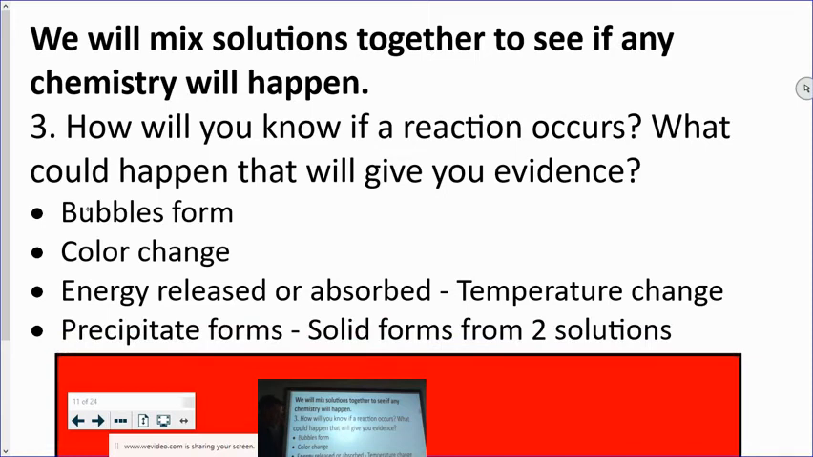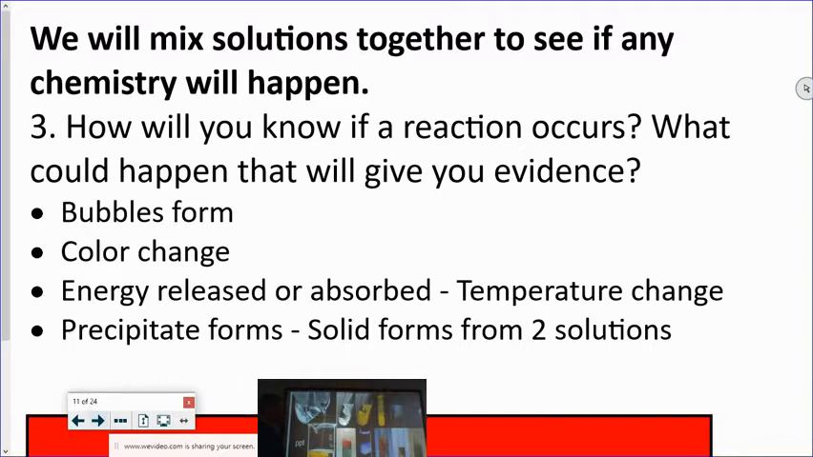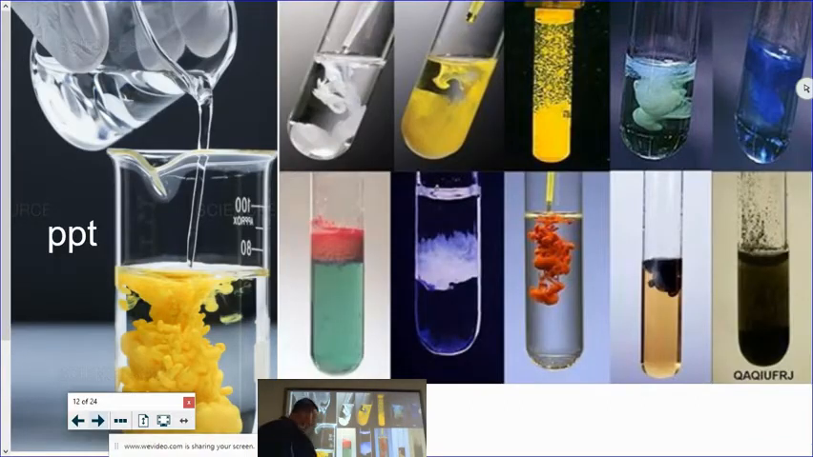And we can get a precipitate. It precipitates when you take two solutions, two liquids, pour them together, and all of a sudden a solid forms from that. And I'll show you that on the next page. So these are all precipitates.